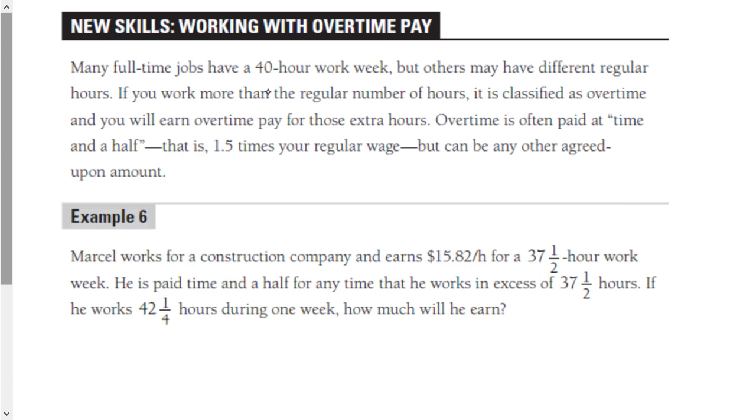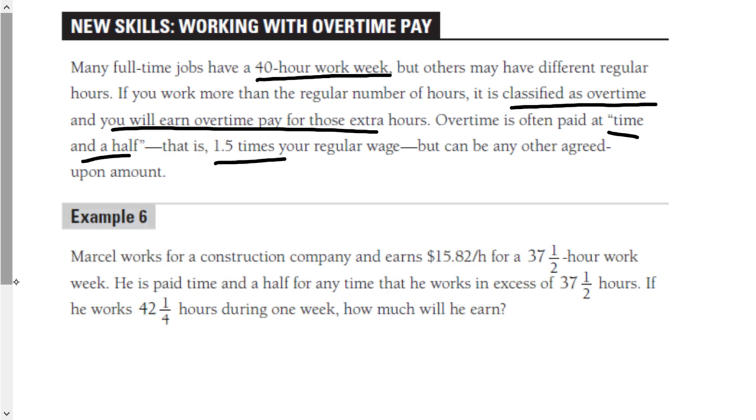Now we're working with overtime pay. Many full-time jobs have a 40-hour work week, but others have different regular hours. If you work more than the regular number of hours, it classifies as overtime, and you will earn overtime for those extra hours. Often it's paid at time and a half, so 1.5 times.